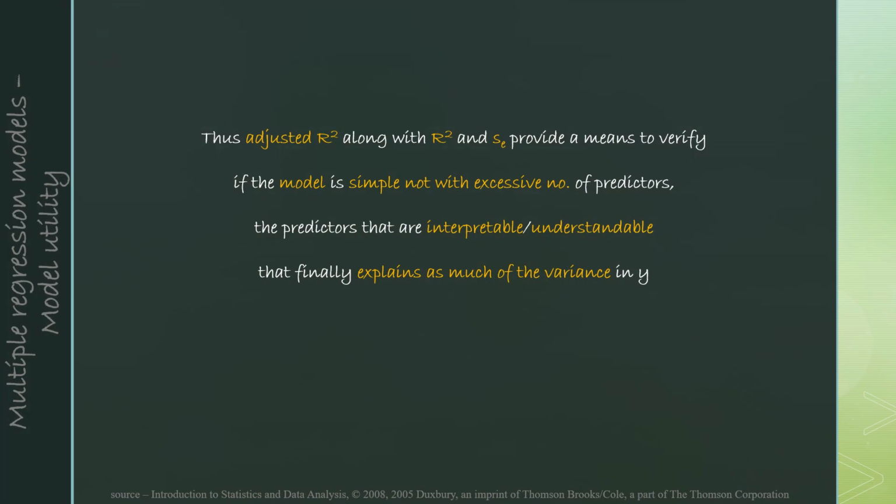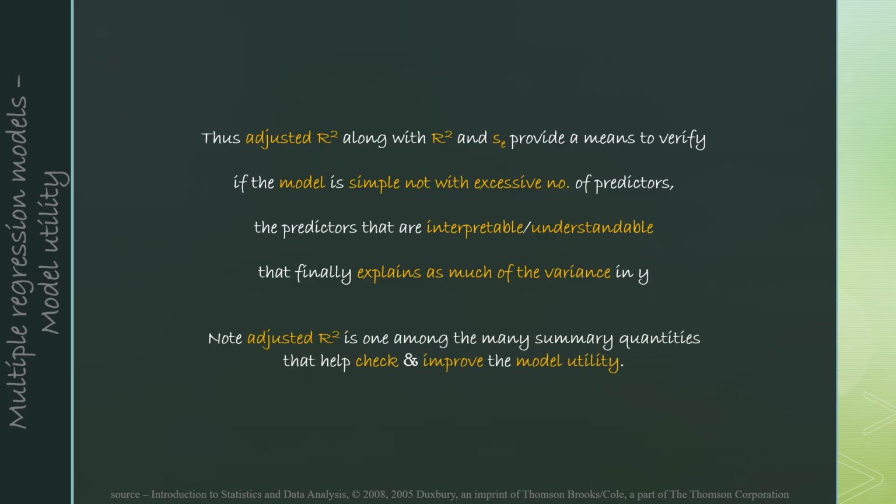Thus, adjusted R square along with R square and SE provides a means to verify if the model is simple, meaning not with excessive number of predictors, the predictors are interpretable and understandable, and that finally explains as much of the variance in the response Y. Note, adjusted R square is one among the many summary quantities that help check and improve the model utility. We will discuss the rest of the means and measures in later lectures.